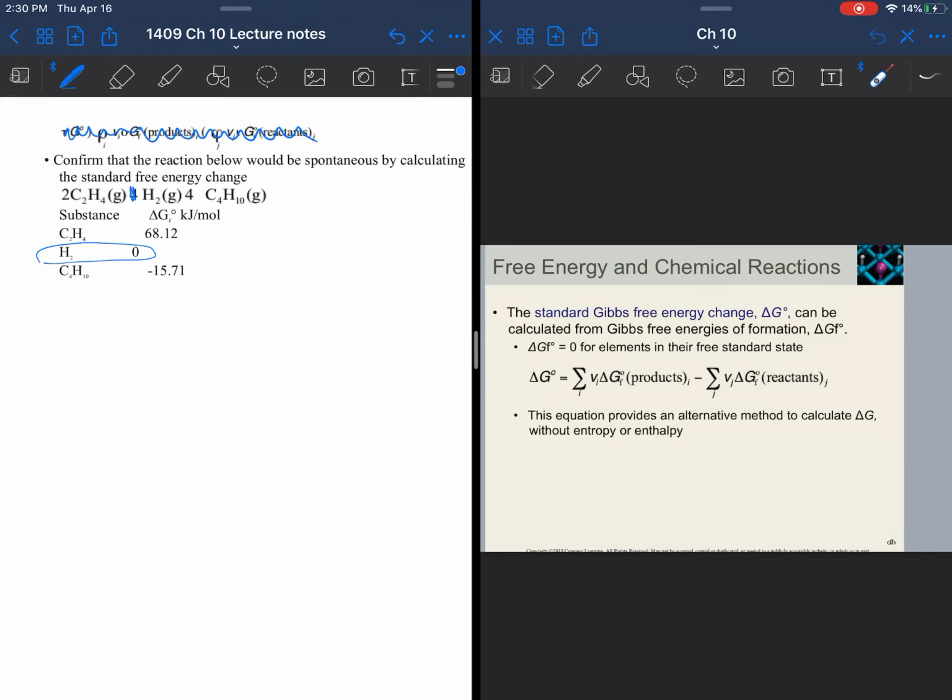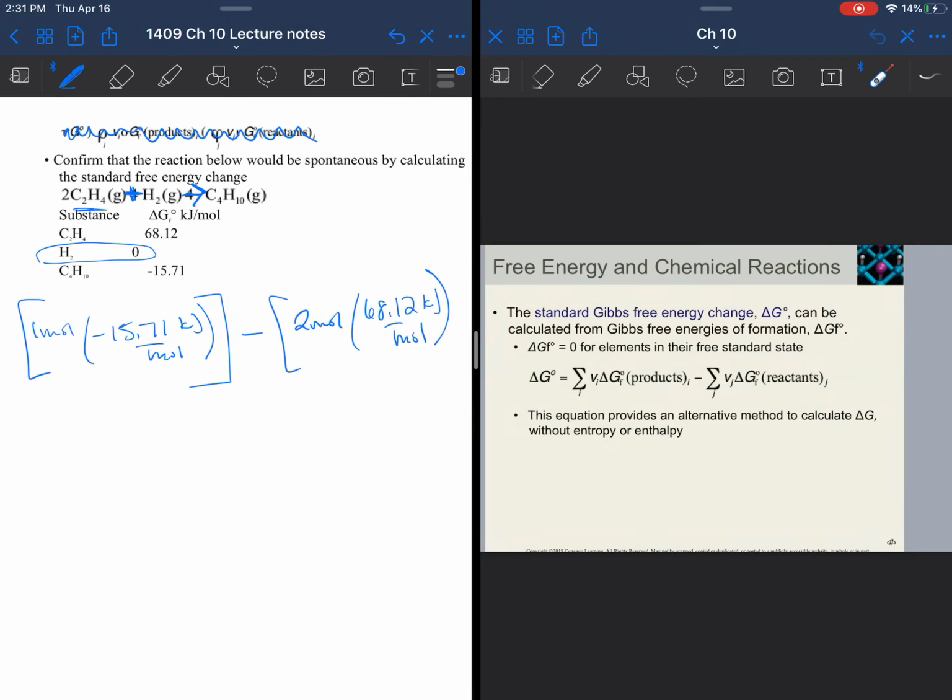Now, we have the same little hiccups here. This 4 should be a plus sign, and this 4 should be an arrow. We're going to just go ahead and plug and chug into this equation, right? We have 1 mole of butane times negative 15.71 kilojoules per mole. That's the only product. And then we're going to subtract 2 moles of our ethene up here times 68.12 kilojoules per mole. You could write out the plus 0, but mathematically it's just plus 0.